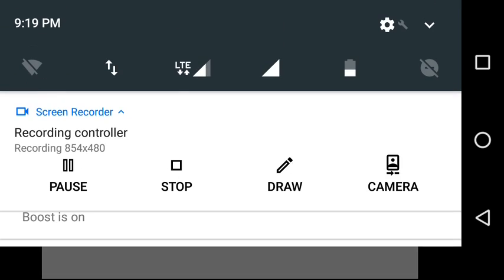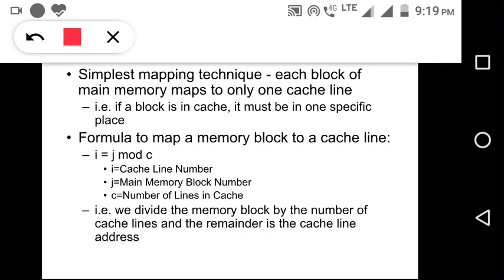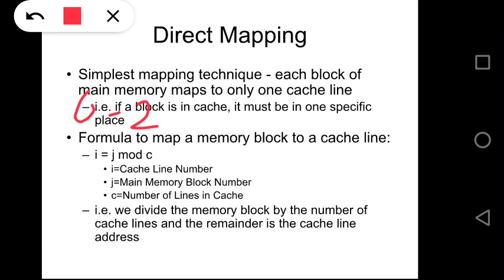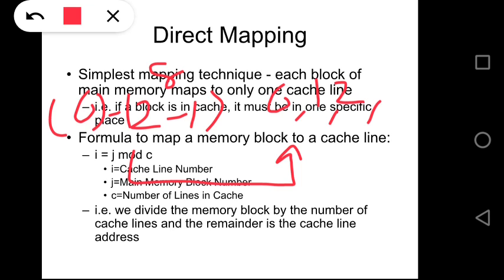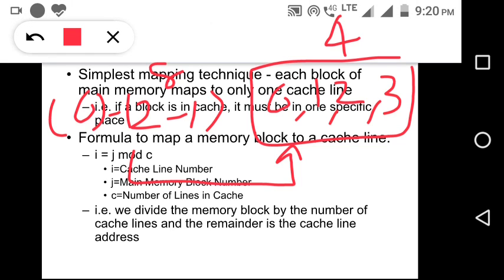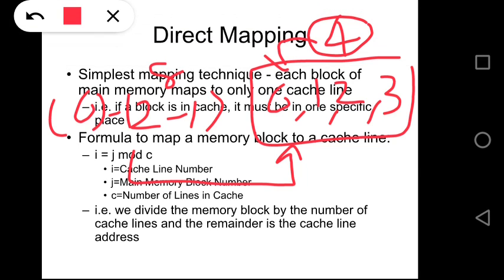Remember, 8 bits, 0 to 2 power 8 minus 1 values has to be converted into 0 1 2 3. 0 1 2 3 means 4. Can you guess what is the relation between 4 and 0 1 2 3? If you divide any number by 4, the remainder can be 0 1 2 3.